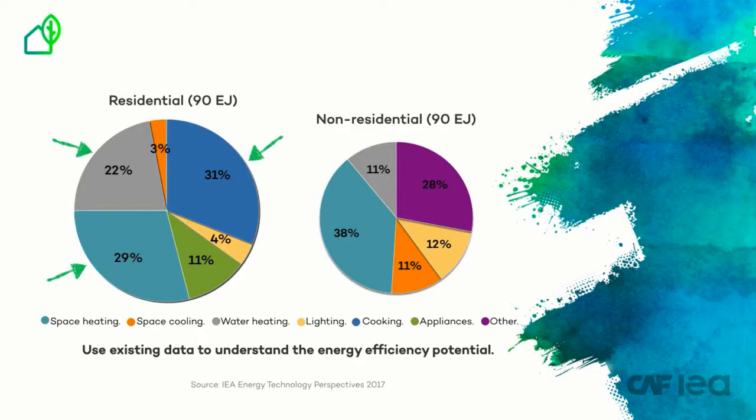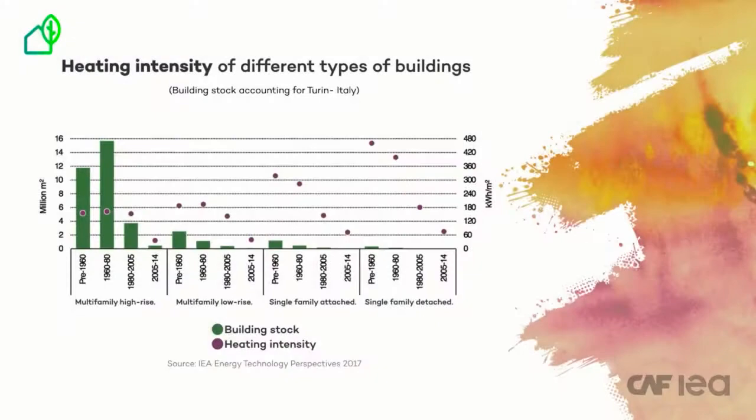Similarly, cooking represents a significant share of building energy use. To understand more, we will have to go one level deeper. Let's focus for the moment on heating. When comparing the heat intensity of different types of buildings, we can immediately see that efforts should be concentrated generally in the renovation of the oldest buildings, and in particular in the renovation of pre-1980 multifamily high-rise buildings.